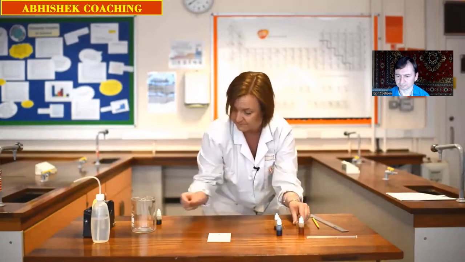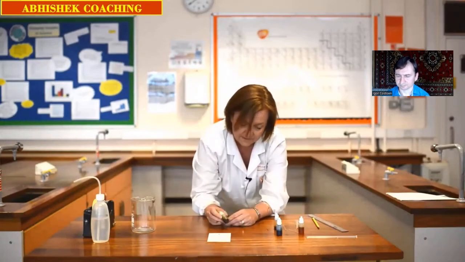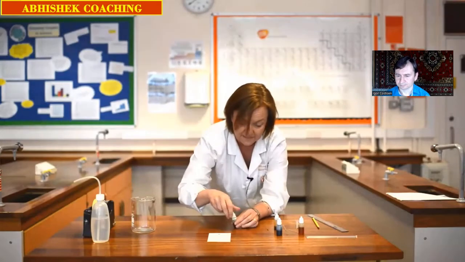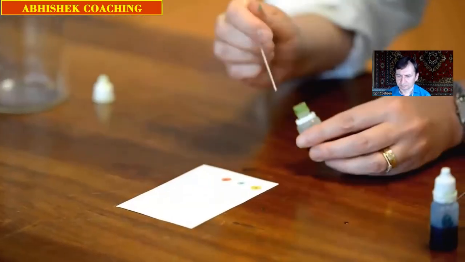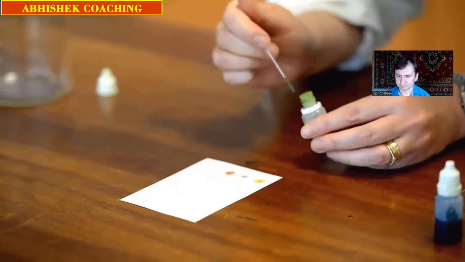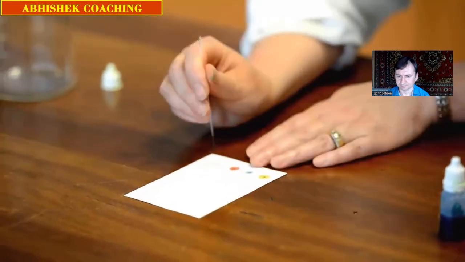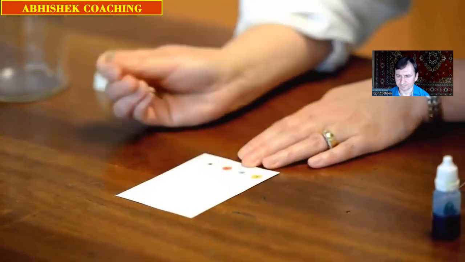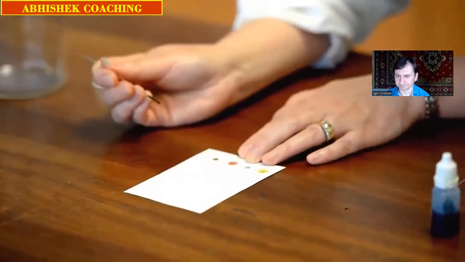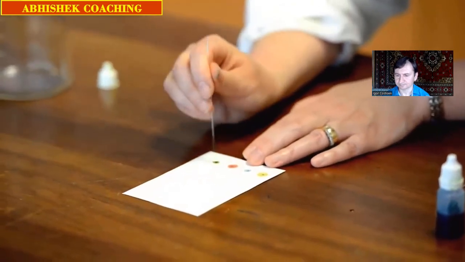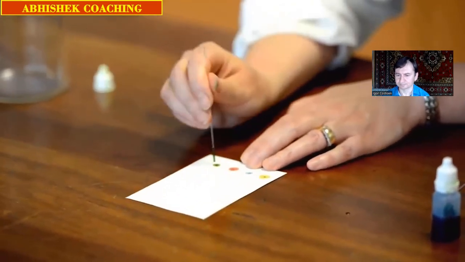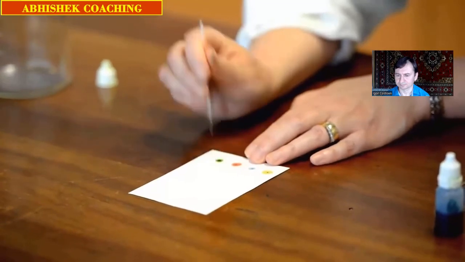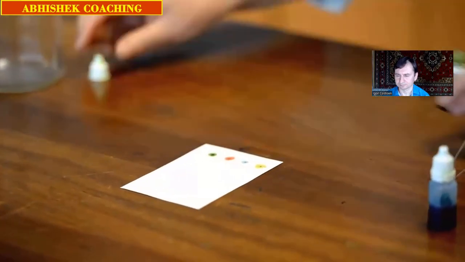And last of all, I'm going to put my unknown colouring. This is green, so we can probably guess what colours are in it. So we will take this as our unknown, dot it onto the final cross. Again, just do it once, twice, and then 3 times, just to make sure we get plenty of the food dye on there.